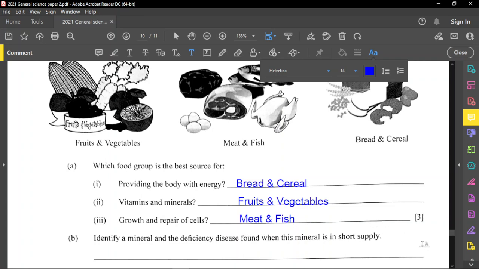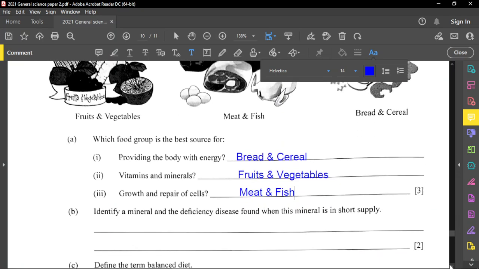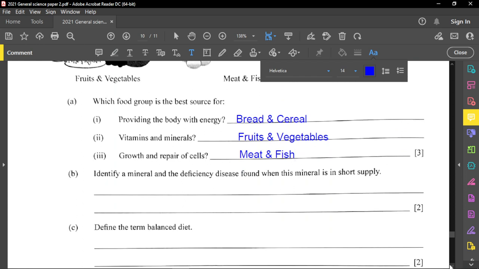For part B, Part B states to identify a mineral and a deficiency disease found when this mineral is in short supply. And here we can actually name a number of them. So let's talk about a number of deficiency diseases that you should know. But I'm going to give you the three common ones that you should know. And now I'm talking about minerals. Notice this didn't ask about vitamins.